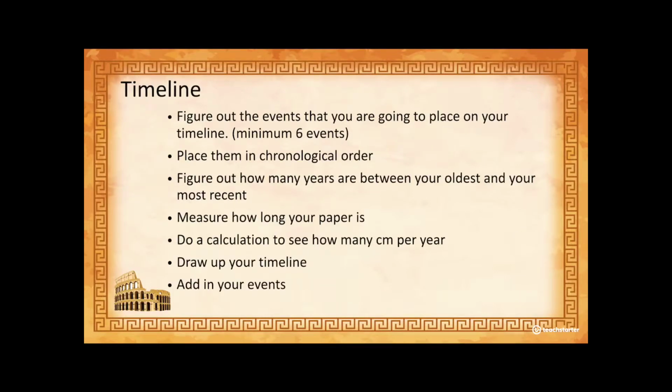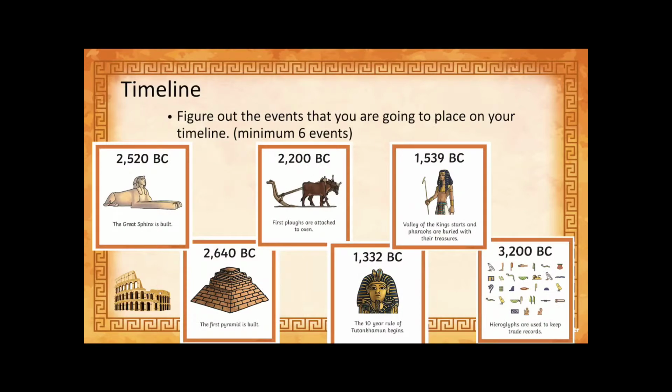So these are the steps. Figure out the events that you're going to put on your timeline, put them in chronological order, figure out how many years between your oldest and the most recent event, measure how long your paper is, do a calculation, draw up your timeline, and add in your events. So let's do it step by step.